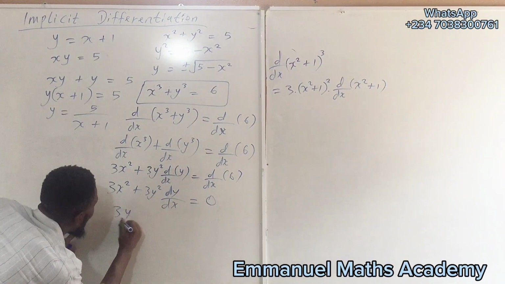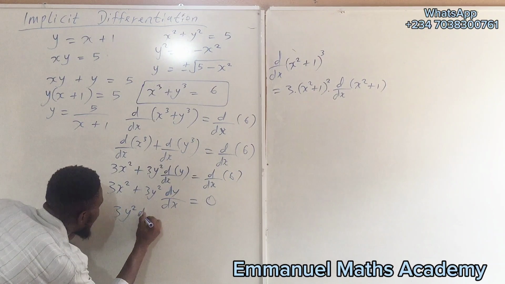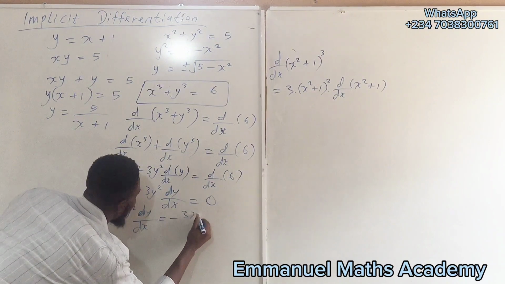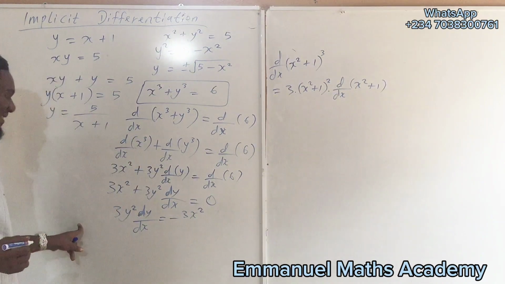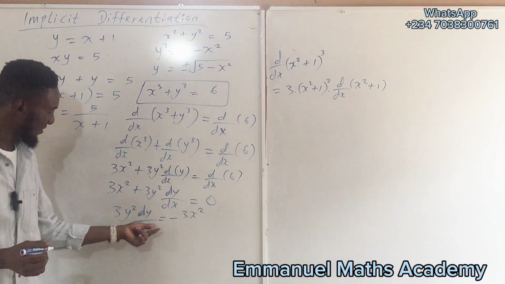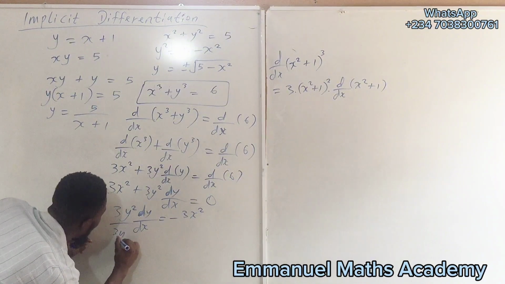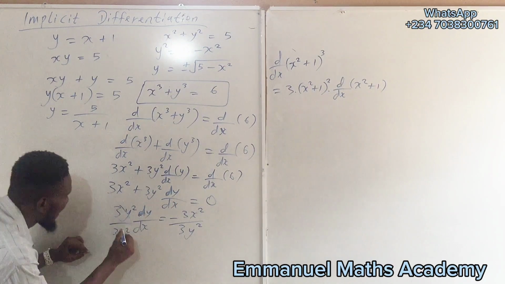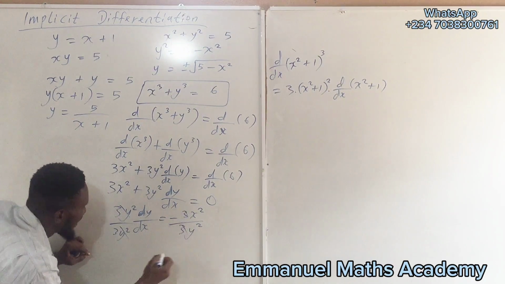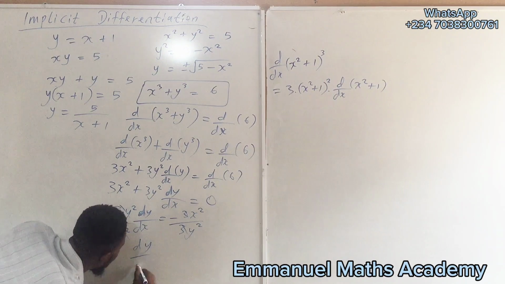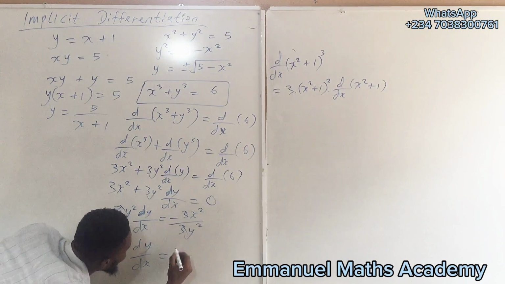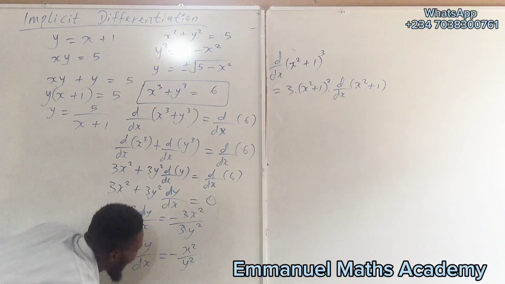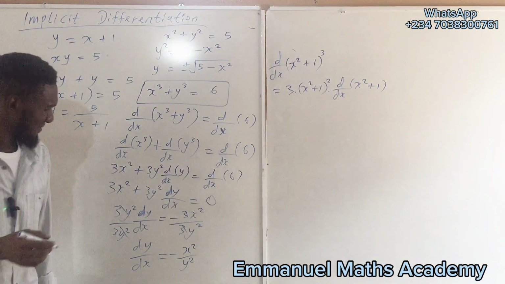You have 3y power 2 dy/dx equal to minus 3x power 2. Right? If you divide both sides with the coefficient of this, you have 3y power 2 over 3y power 2. This will cancel this. 3 will cancel 3. You now have that your dy/dx is equal to minus x squared over y squared. As simple as that.